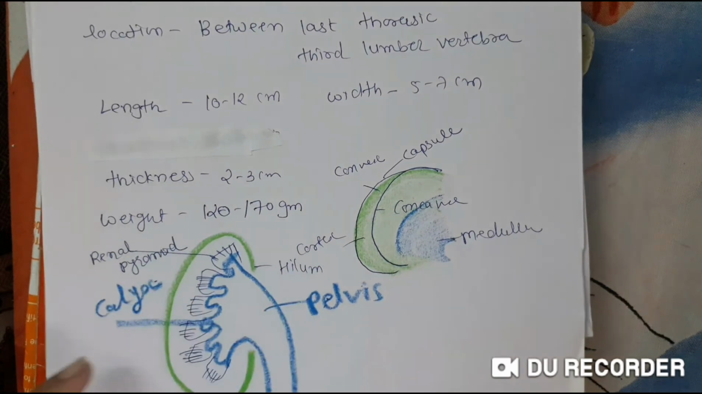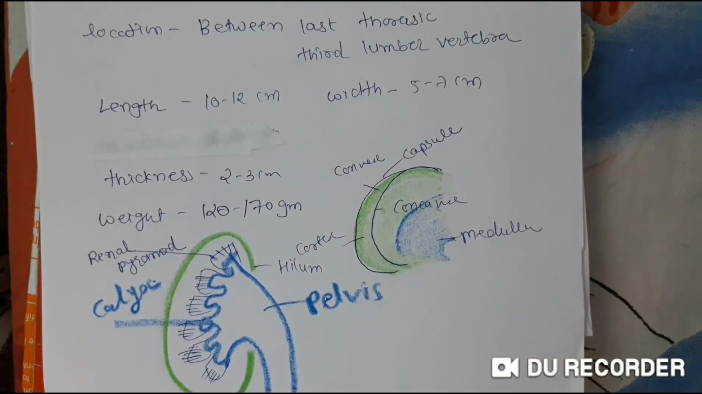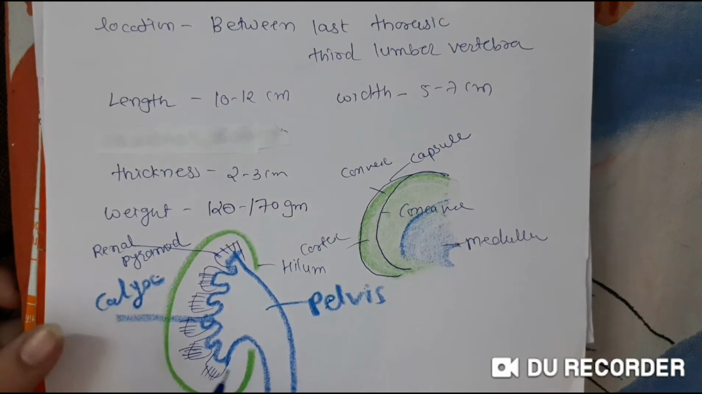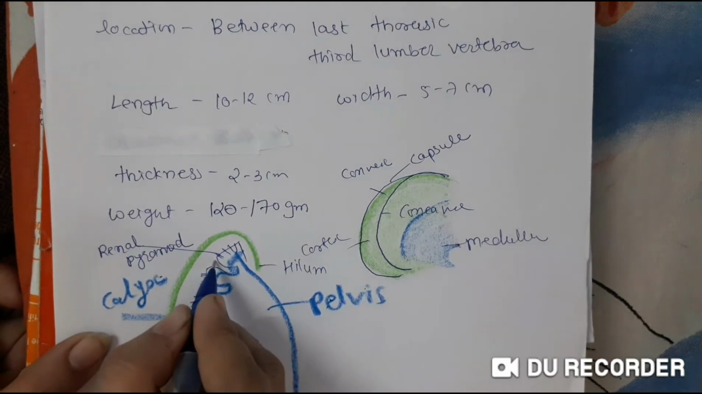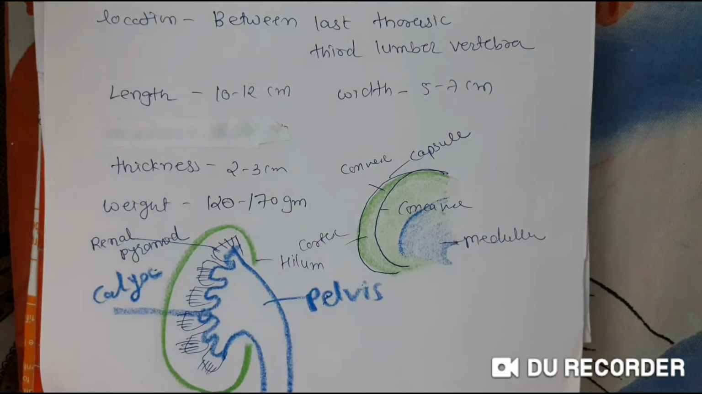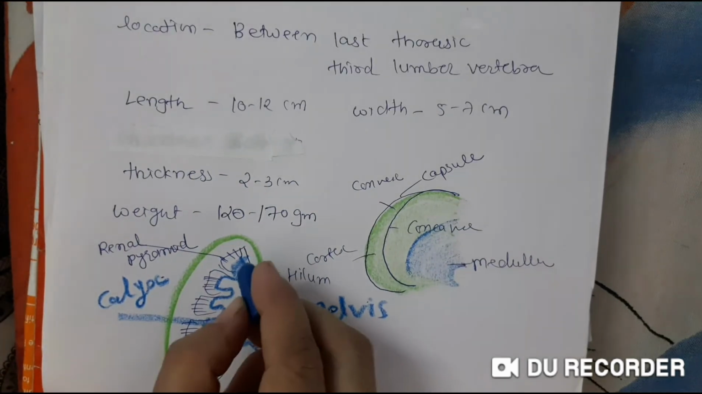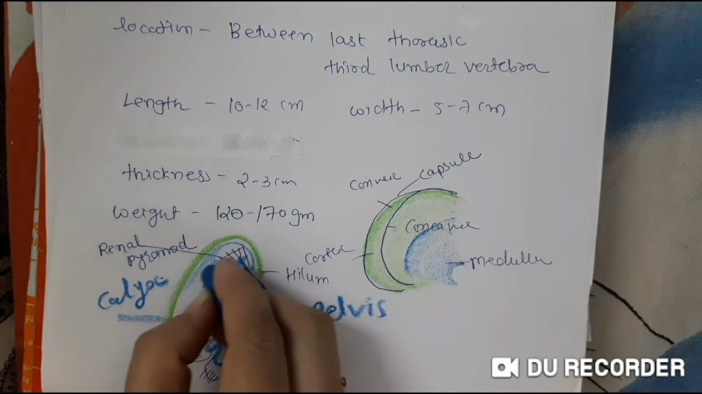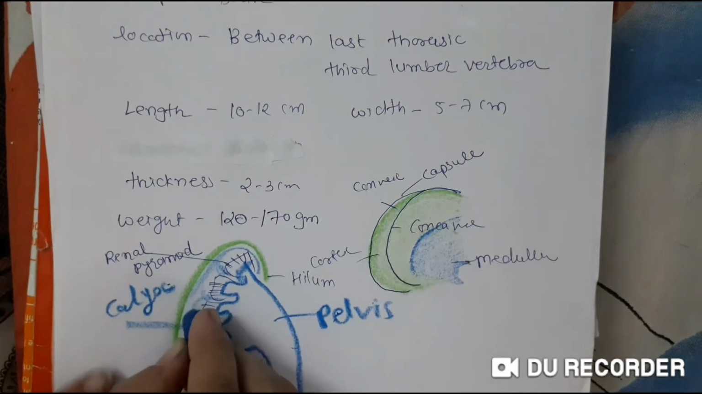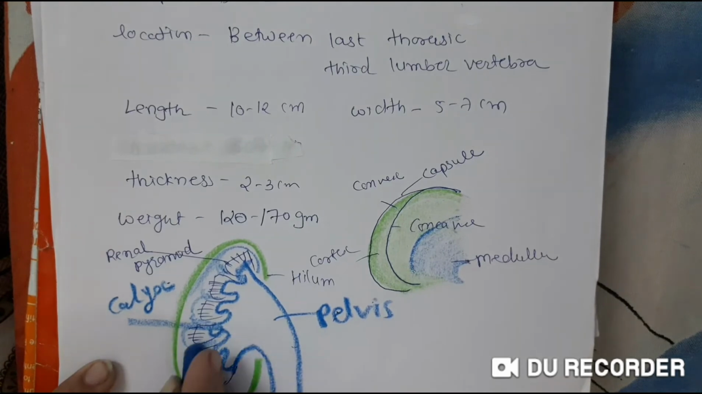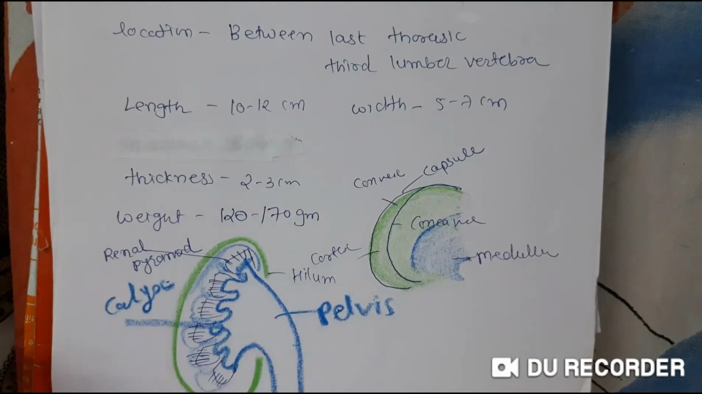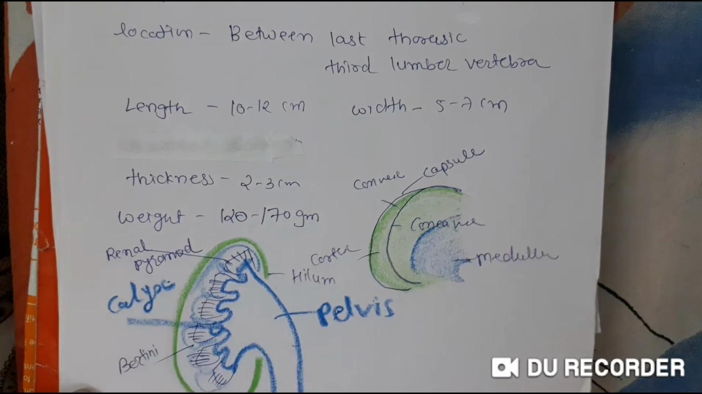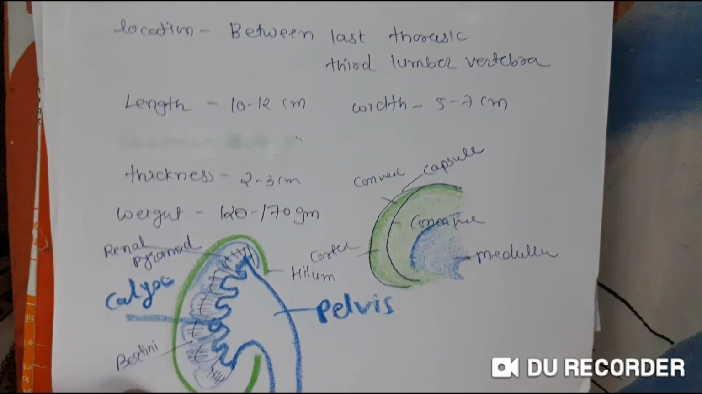This is called the renal pyramid, right? Now the cortex is extended between the medullary pyramids. See, this is the cortex region. It is extended in between the medullary pyramids like this, like over here, like over here. That is called the column of Bertini.